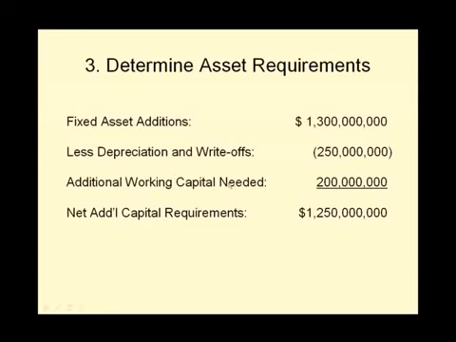Finally, over the next 5 years, let's say that the business strategy of the firm calls for an additional $200 million in cash and other working capital, let's say inventories, etc. If we sum these 3 components, we get a net additional capital requirement of $1.25 billion that the firm says it needs to support its business strategy over the next 5 years.